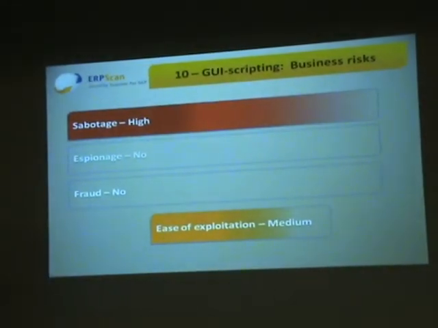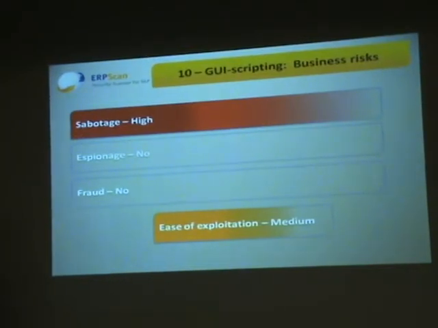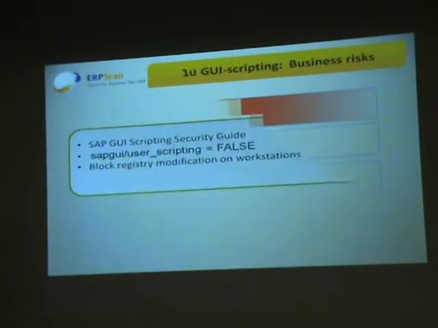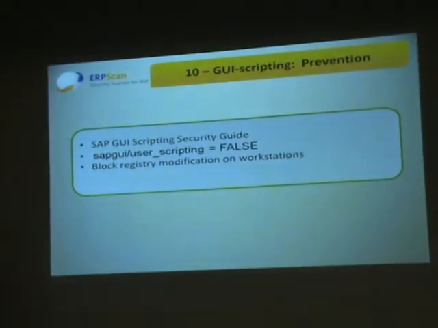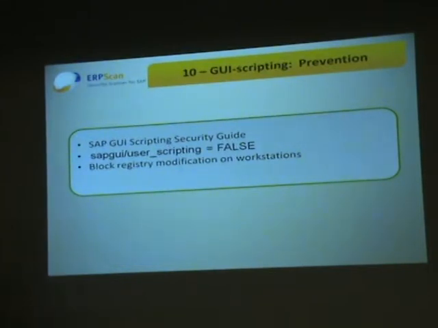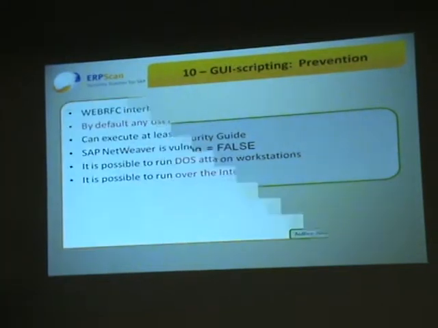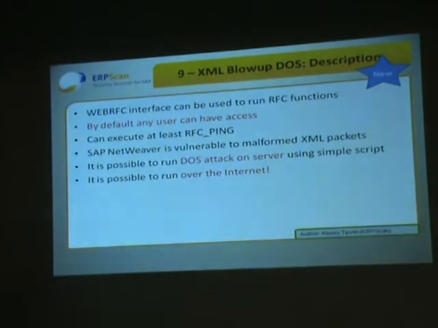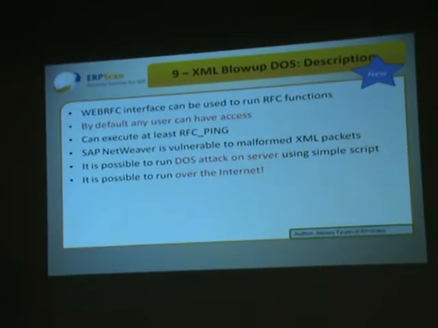So there is a high risk of sabotage when using the denial of service attack, and it's not very hard to exploit it. And this is the list of prevention; SAP asked us to include the prevention for every vulnerability, but I don't think you want to read this. It's not very interesting. Okay, so next is the XML blowup denial of service.